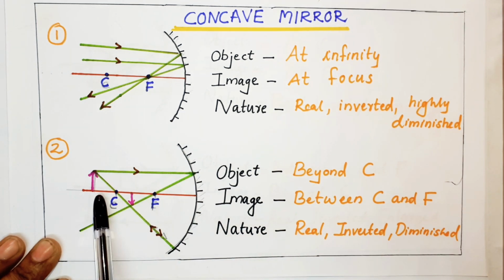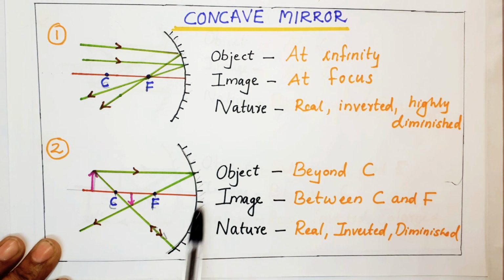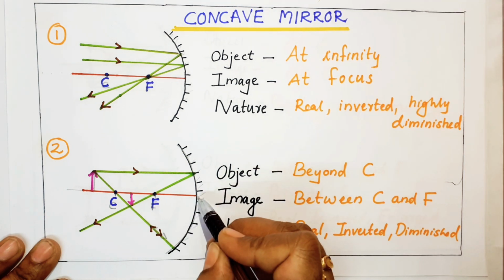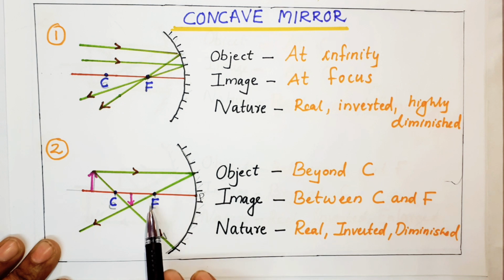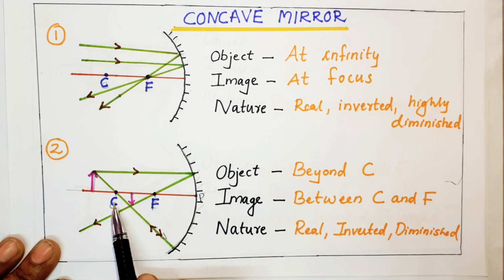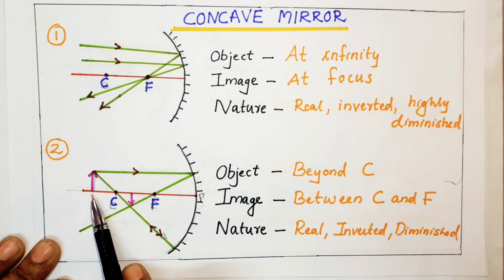In the next diagram you see a concave mirror. You should mark the points. The main points we are marking: P, which I did not mark here, you can mark it. Pole, focus, center of curvature. I am keeping an object. This pink line is an object. I am keeping the object beyond C.